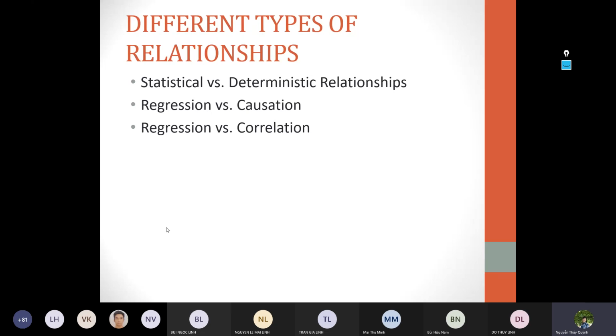To get a better understanding of regression analysis, let's show the difference between some different types of relationships. Firstly, we discuss the difference between statistical relationship and deterministic functional relationship. Later, we will discuss the difference between regression and causation, and finally, the difference between regression and correlation. Now, first, the difference between statistical relationship and deterministic relationship.